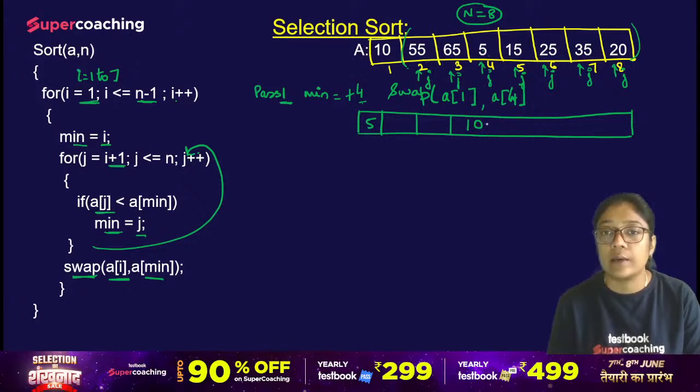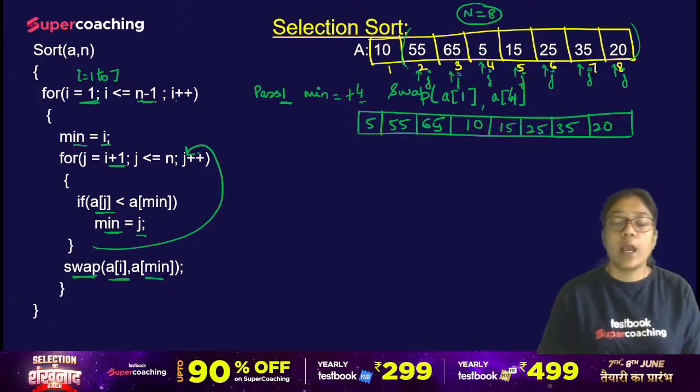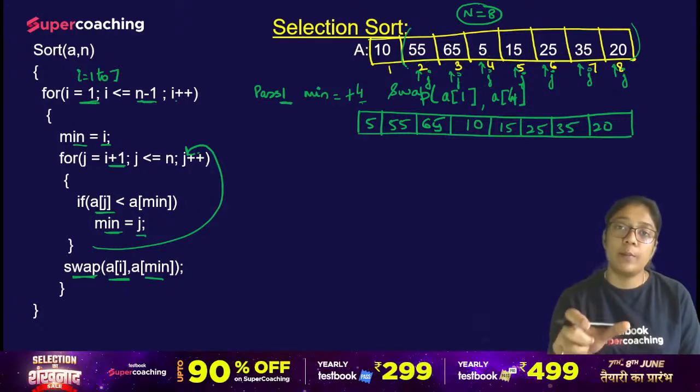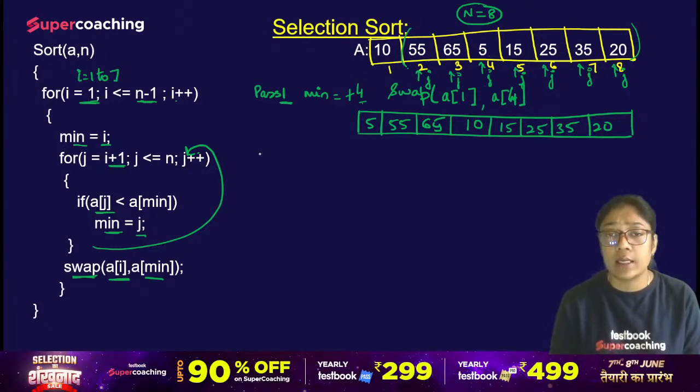5 and 10. बाकी के सारे एलिमेंट्स एज इट इज आएंगे 15, 25, 35 एंड 20. आइडिया समझ में आया? तो बेसिकली व्हाट वी आर डूइंग इज कि जो भी आपके पास सब प्रॉब्लम है उसमें हम मिनिमम एलिमेंट फाइंड कर रहे हैं और इसको स्वैप करवा रहे हैं विद द पास ith पास.